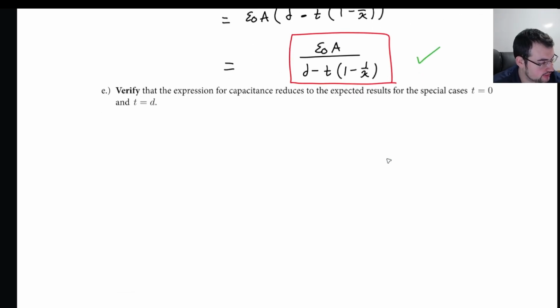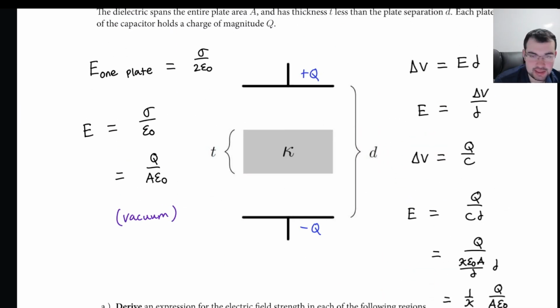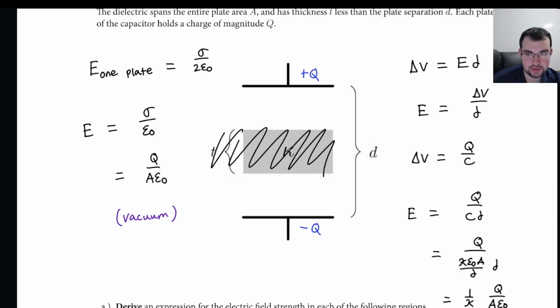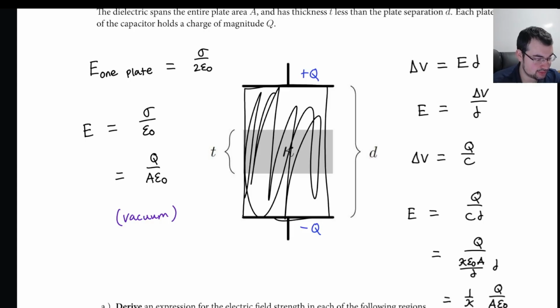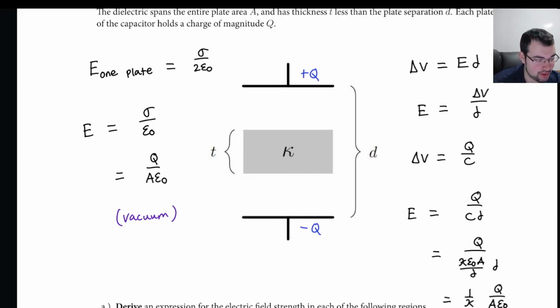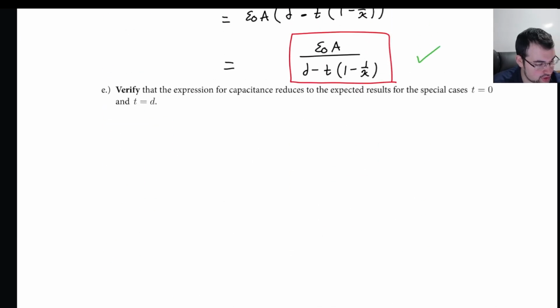Okay, so now we're just going to verify a couple special cases. We get a nice expression if this thickness T of the slab is either 0 or D. If T is equal to 0, we have no slab, so we have an air-filled capacitor. But if T is equal to D, we have the thickest slab possible, so we have a kappa-filled capacitor. So we should actually know what those results are. Let's check it out.